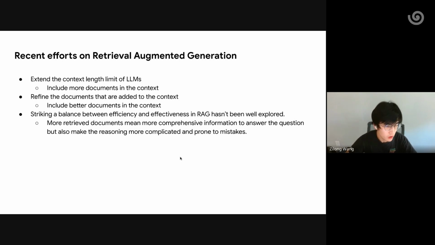However, in this work, we are not exploring these two directions. We are actually trying to strike a balance between efficiency and effectiveness in RAG, so that we can incorporate more documents into the context without sacrificing latency. Because we all know if we have more documents, the inference time and maybe the quality of the inference will both be influenced. Those cases are not that ideal.